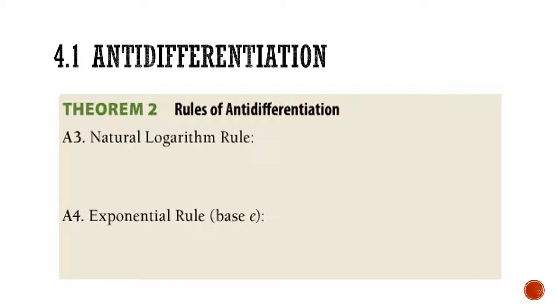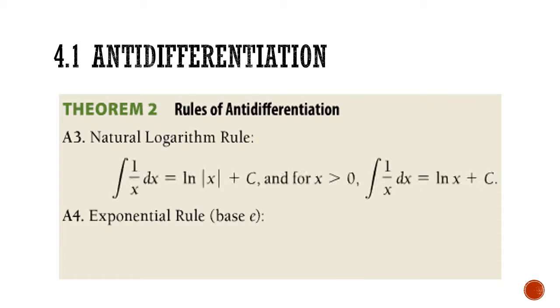Logarithm rule. This just says that if you've taken the integral of 1 over x, then it's the natural log of the absolute value of x plus c. If you know x is greater than 0, then you don't have to put the absolute value in there. The reason for the absolute value is you cannot take the logarithm of a negative, so you do need to put the absolute value on there.